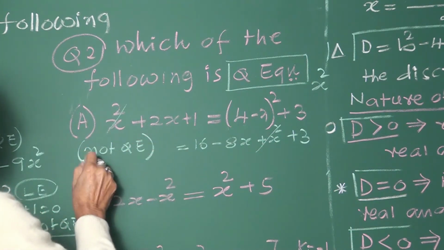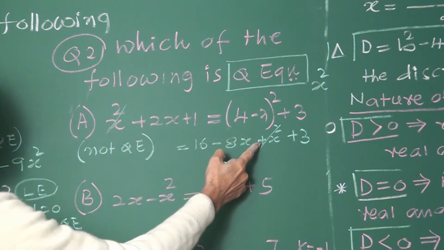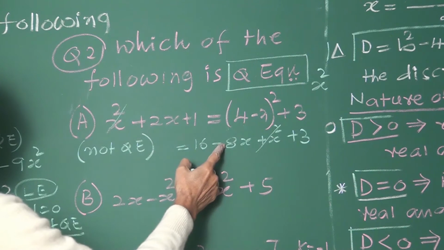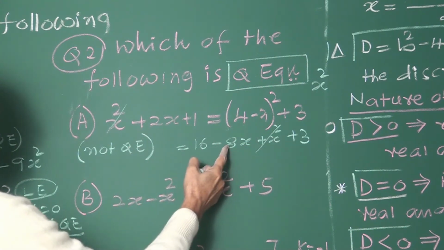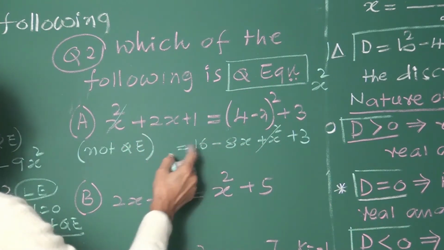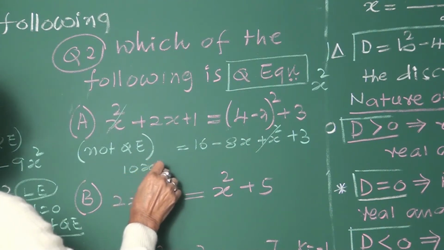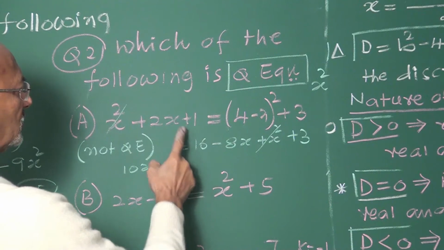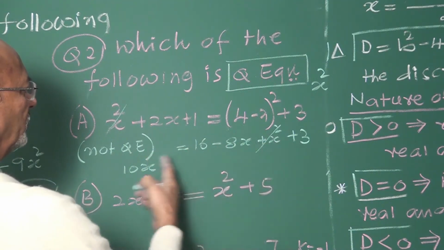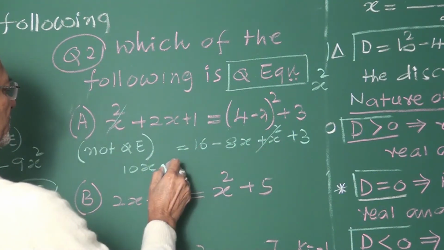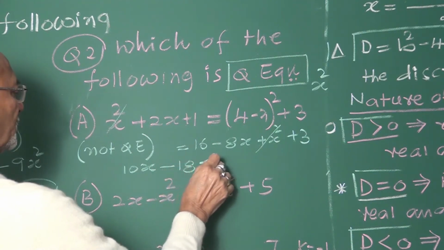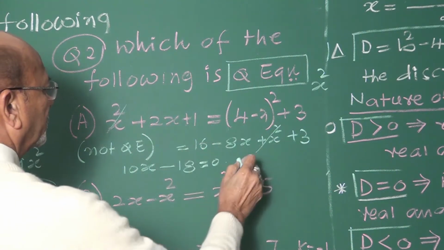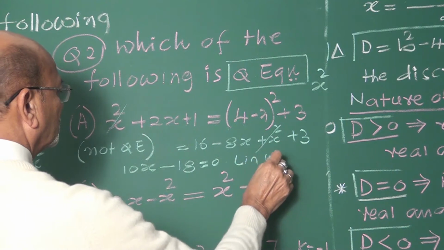I hope you understood, my friend. x square cancels with x square. Then you have an expression that contains x terms. What is it? If you bring this side, 2x minus 8x is plus 10x, plus 1. If you bring this side, minus 19 minus 18 equal to 0. Yes, my friend, it is a linear equation.